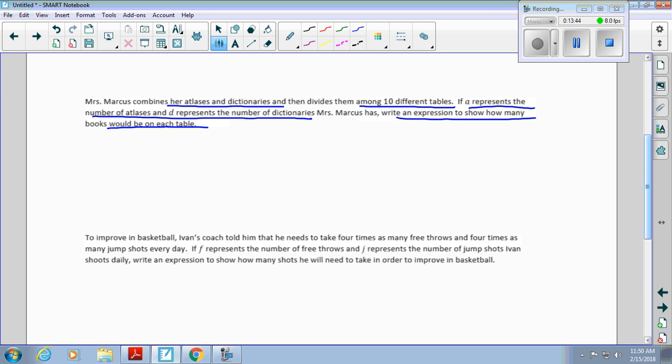So we have atlases and dictionaries. Combine, what operation? Combine means we add. Yep, so combine, we have atlases plus the dictionaries. And then she's going to do what with them? Divide them by 10. Very good.